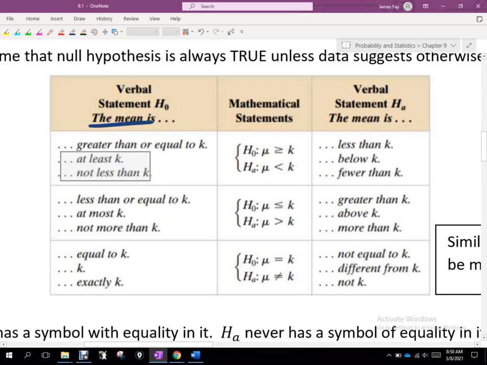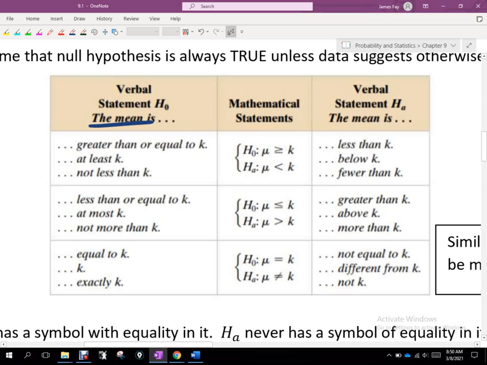But these are analogous to that. When it says at least K or not less than K, those all equate to the phrase greater than or equal to. A lot of times when I see these in a problem, I'll white them out and replace them with that, because I think it's more obvious and more direct. So if greater than or equal to is the null hypothesis, then the opposite viewpoint is less than.